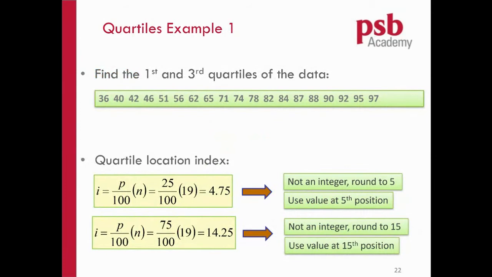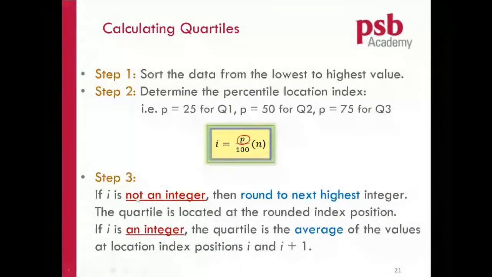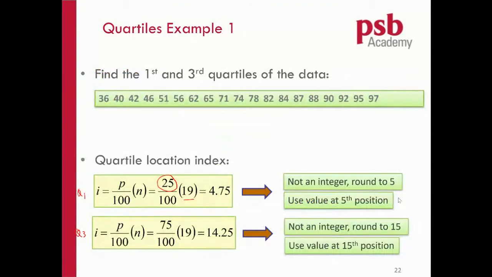Let's look at the example. Find the first and third quartiles of the data. So this one is Q1, and this one is Q3. For the first quartile, the percentile is 25%, 25th percentile times n. There are 19 numbers here, so you put 19 here. Then you get 4.75. According to the rule, if you don't get a whole number, then you round up to the next integer, which is higher than what you have found. So 4.75, you round up to 5.